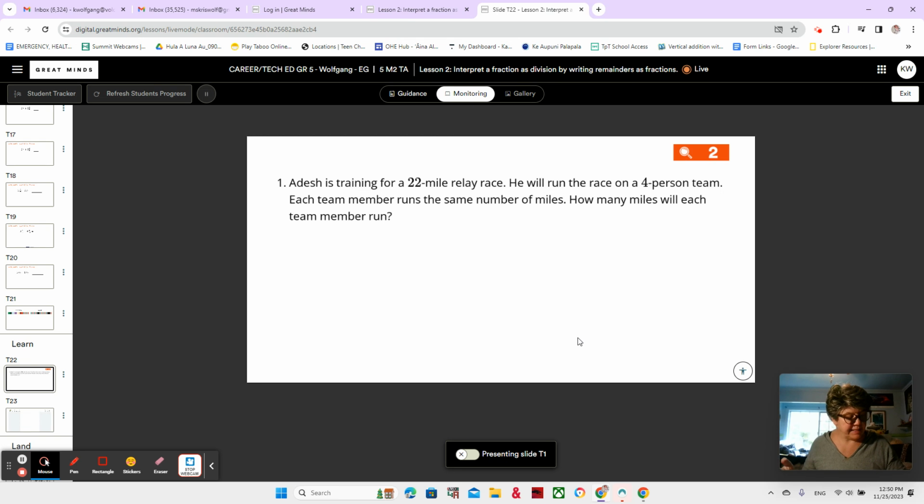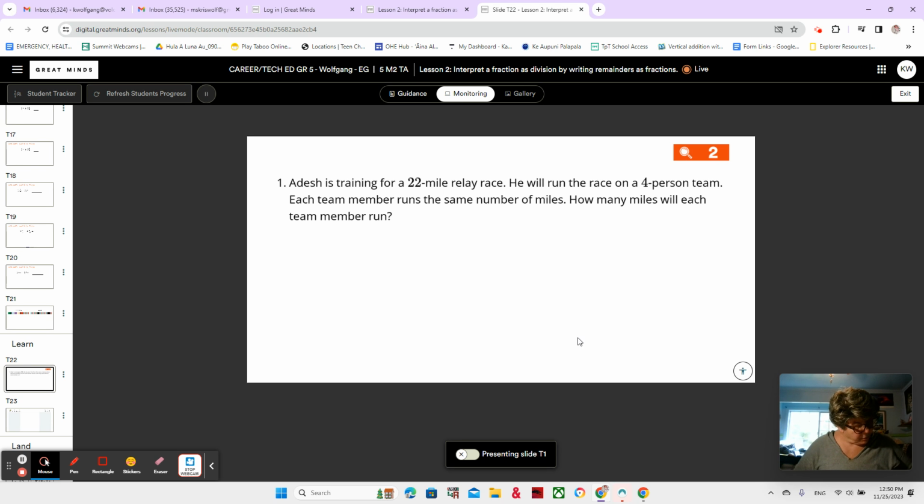It says, Adesh is training for a 22-mile relay race. He will run the race on a 4-person team. Each team member runs the same number of miles. How many miles will each team member run? Okay, so a relay race, you don't run it all by yourself. You run it with other people. That's what a relay is.